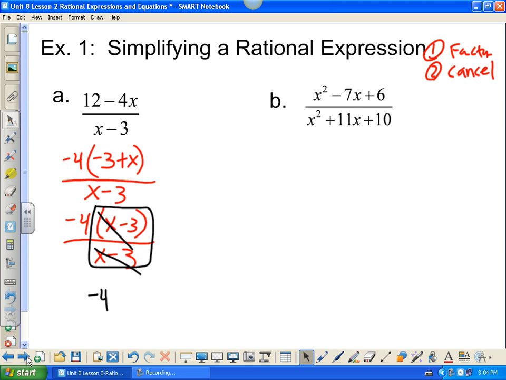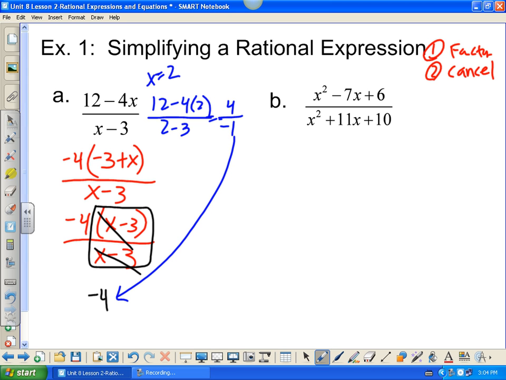Here's another way that you can informally check your answer. It's not a foolproof way, but pick your favorite x. Let's say we want x to be 2. If I plug it into the original, I'm left with 8 over 4, which is 4 over negative 1, and that is equivalent to what I got down here. I could pick a different number. Let's say x equals 0. That would give me 12 over negative 3, still equivalent. That's an indication that your original and your simplified answer are both equivalent.